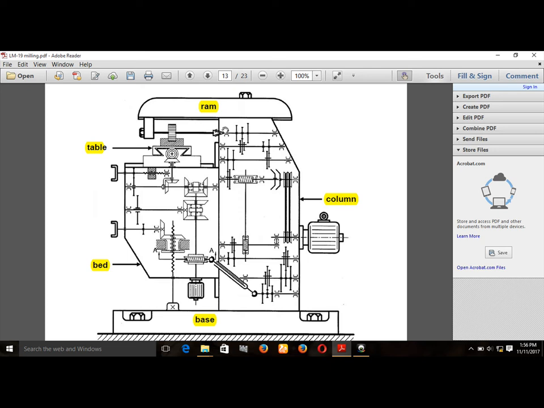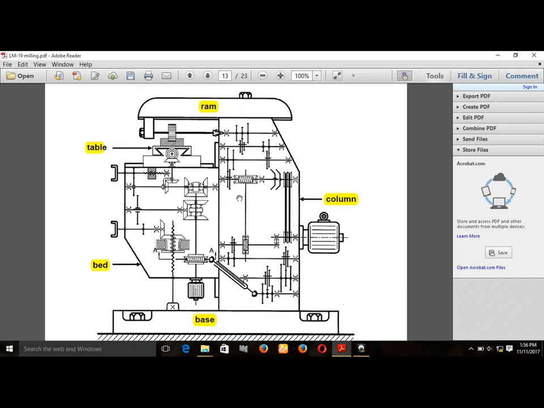So what is a milling machine? A milling machine is a machine tool that removes metal as the work is fed against a rotating multi-point cutter. So now we can see the kinematic system of these machines.